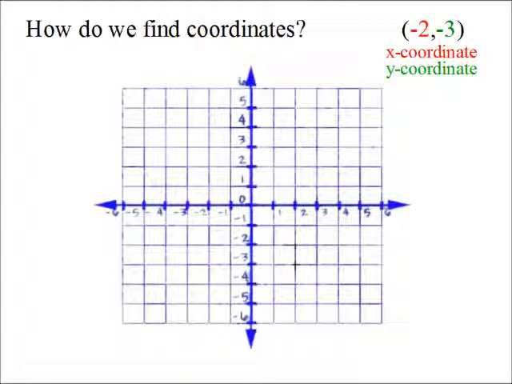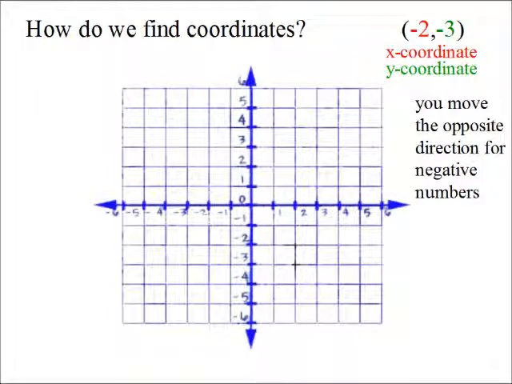So, what if our coordinates are negative? Much like we move to the right for the x-coordinate when we have a positive number, instead, we're going to move to the left. You can always think of it as, if the number is negative, you move in the opposite direction. So, again, we work with the x-coordinate first. Starting at the origin, I'm going to move 2 to the left, back to negative 2. 1, 2.